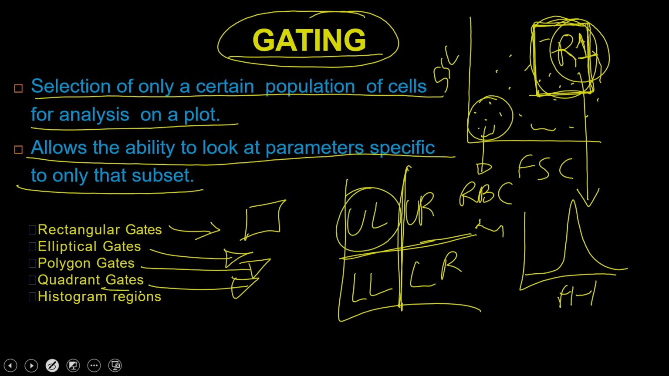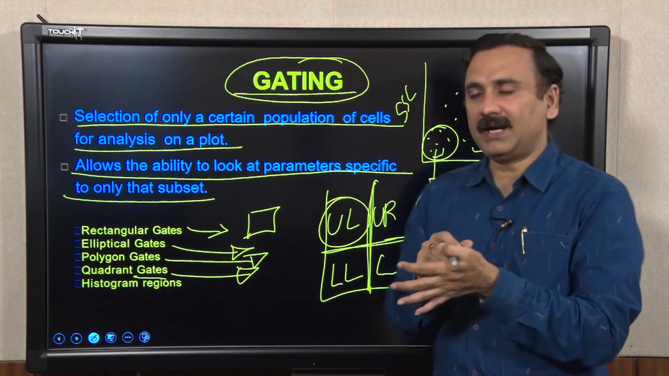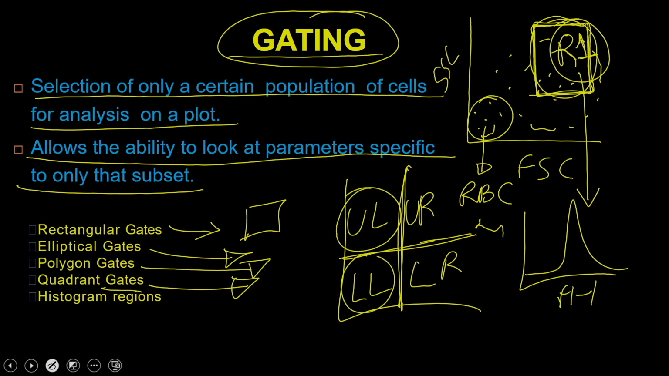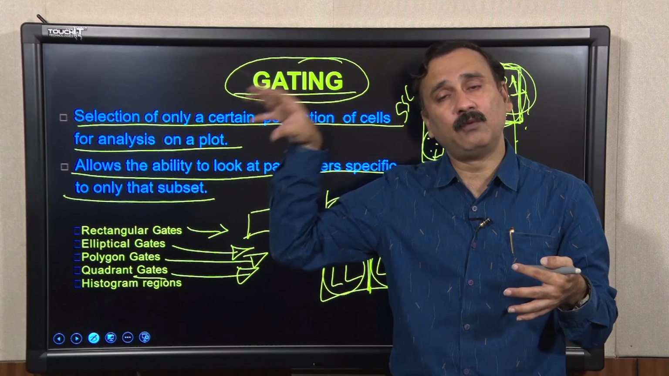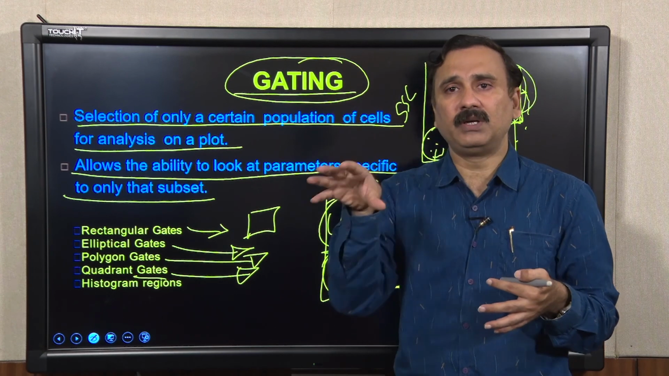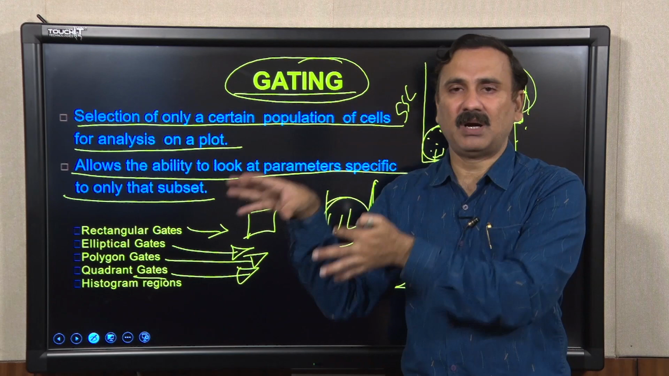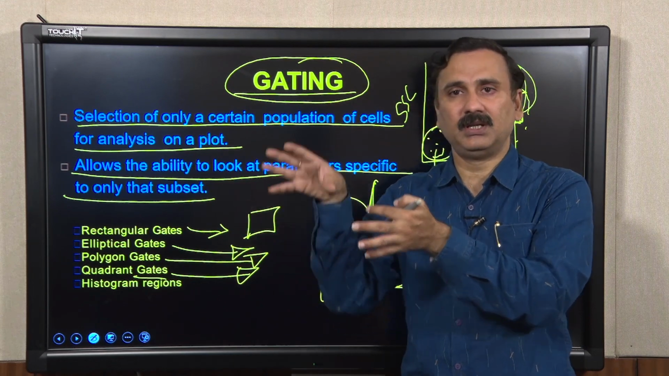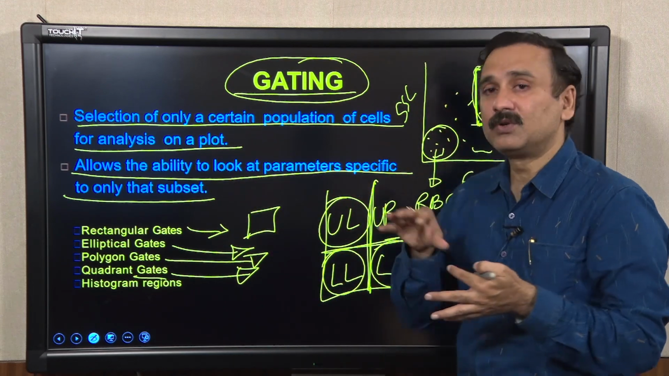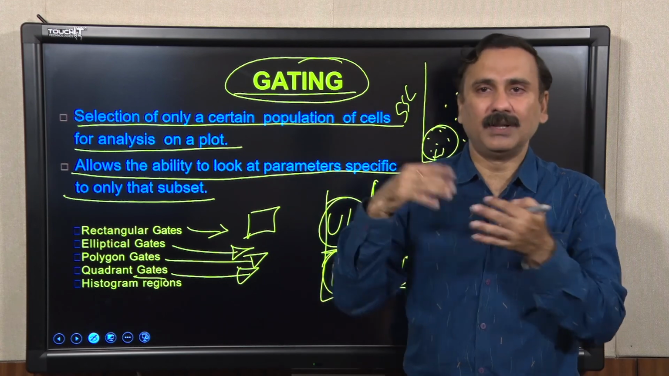If you have the quadrant gates, it gives you a checkerboard kind of thing. Your whole sample is distributed into these 4 squares, and it gives you the analysis of all 4 squares separately. It tells you what the cell population is in the lower left corner, what the pattern of the population is in the upper left corner and right corners, and so on.